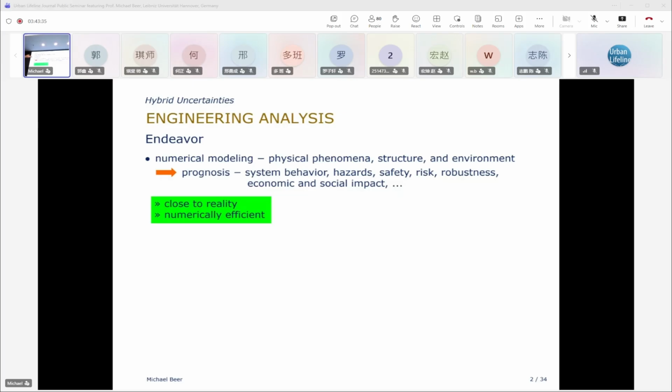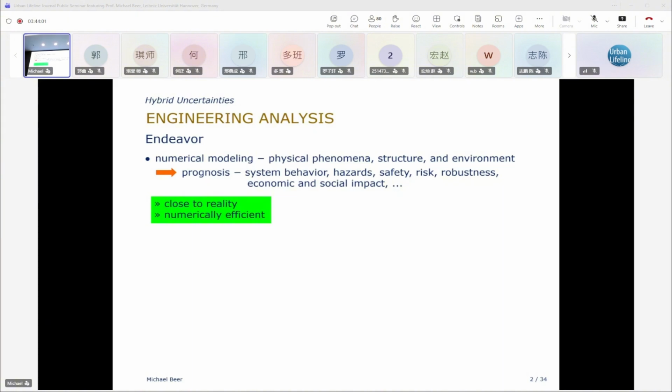That relates not only to the structural response, but it also talks about hazards, safety, risk, robustness, economic impact, and so on. So solving a very big problem means we need to be numerically efficient. We need numerically efficient solutions to come up with results very quickly. At the same time, our results need to be close to reality, to be reliable, to be trustworthy, okay?